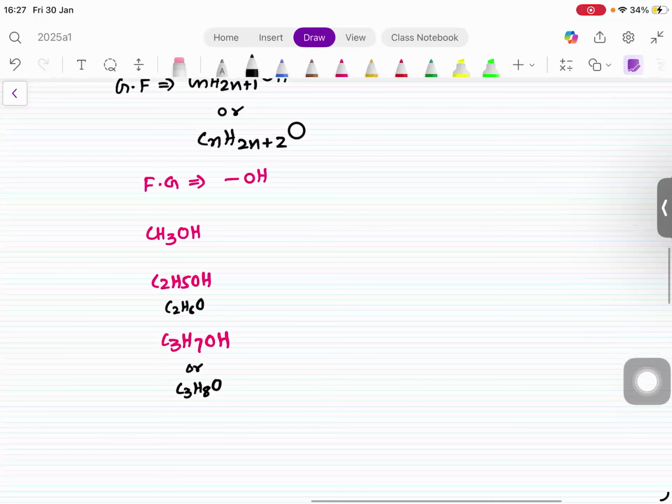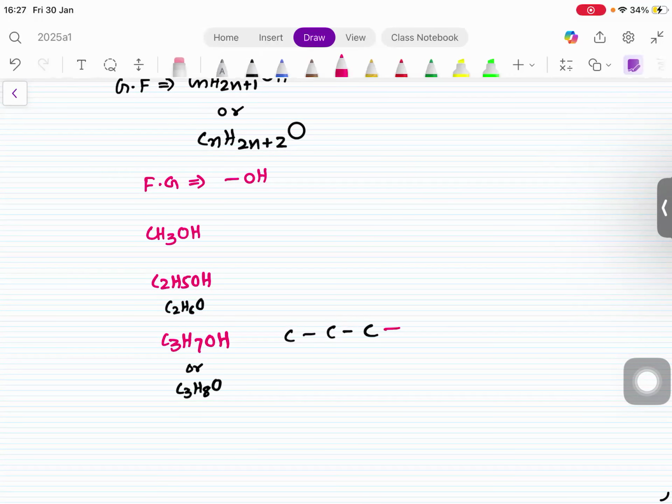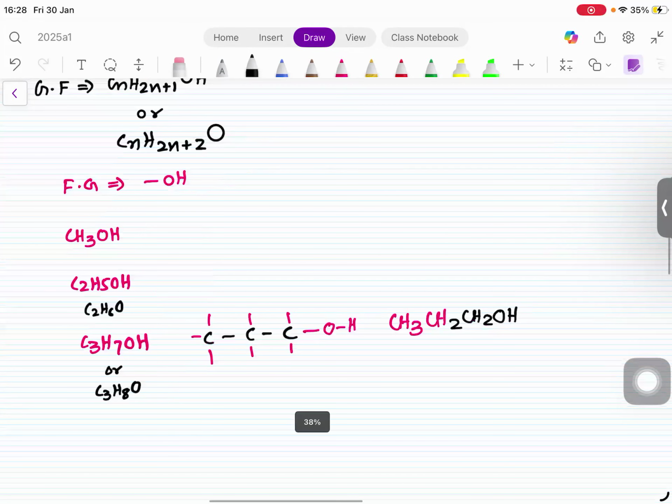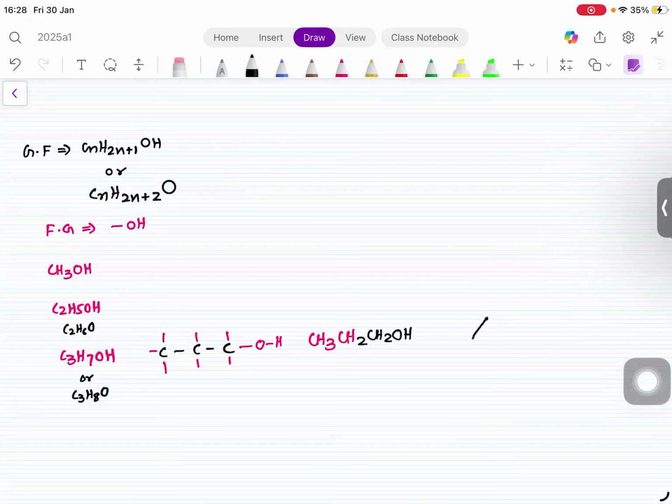Now, if you draw the displayed formula, how many carbon in the chain? 1, 2, 3, and then you can put OH anywhere. So I'm going to put it at the corner. In fully displayed, you have to draw it like this. And normally CH3, CH2, CH2, OH. Again, the skeletal is the same as haloalkane: you draw a carbon chain and then show a bond to the OH.